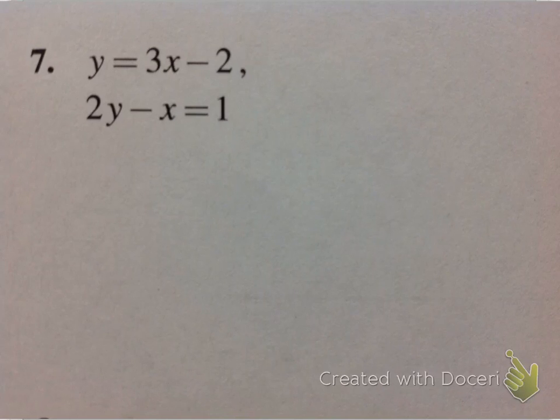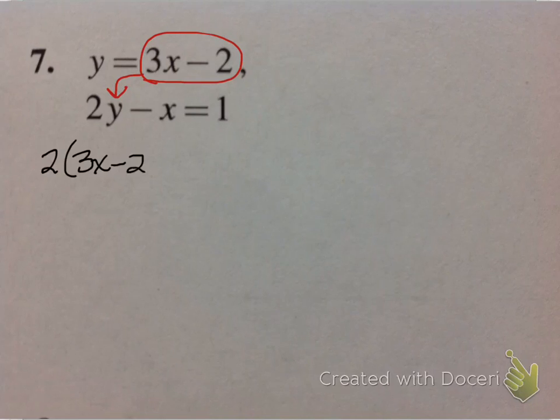So here we have a system. We're going to use the substitution method. I'm literally going to substitute one equation into the other. Since my top equation is y equals, that means wherever I see a y, I can substitute 3x minus 2. What this does is it gives me a brand new equation with only one variable in it. And if there's only one variable, I can solve for that variable.